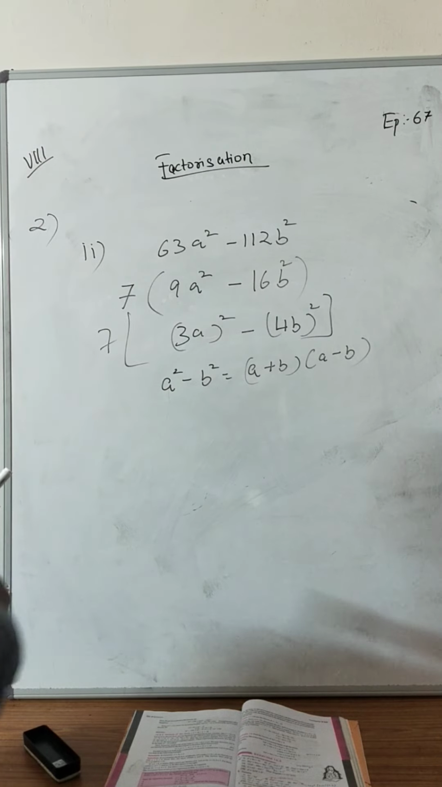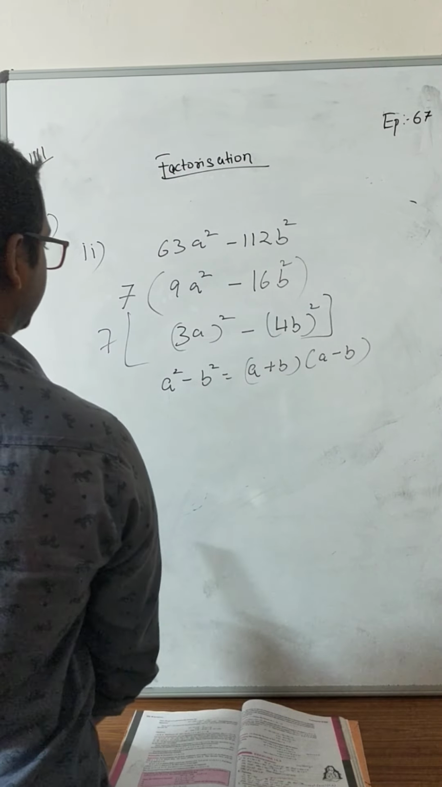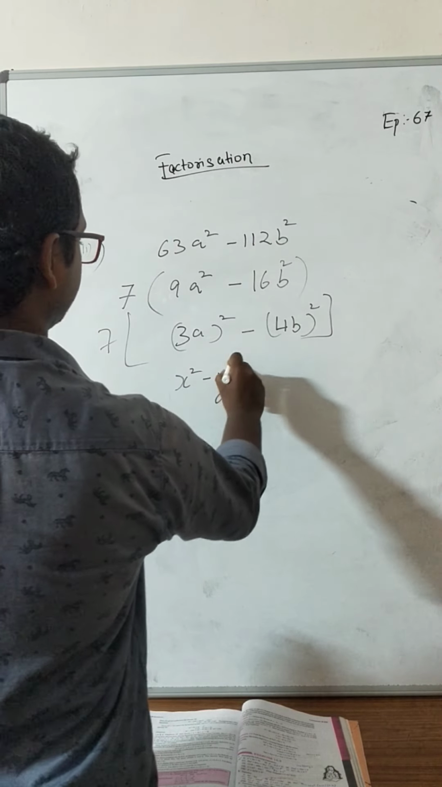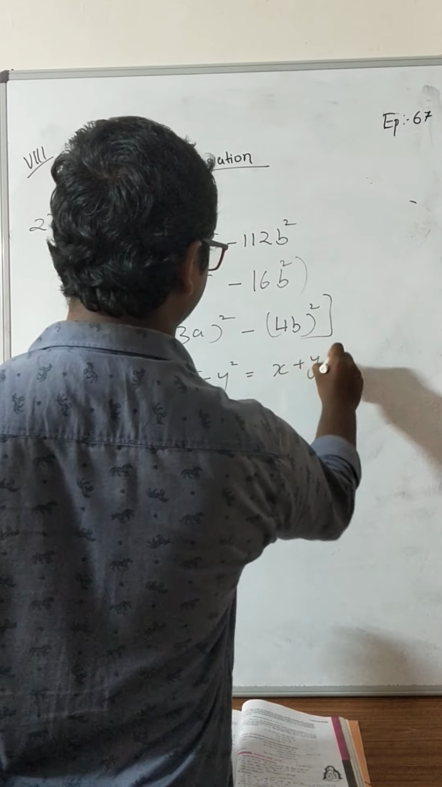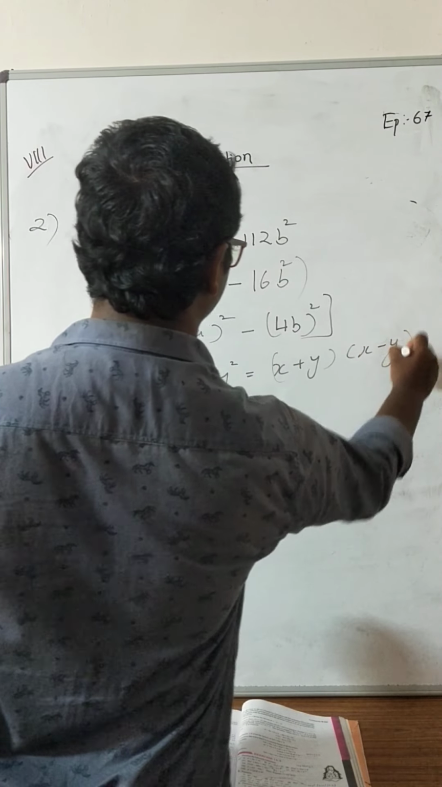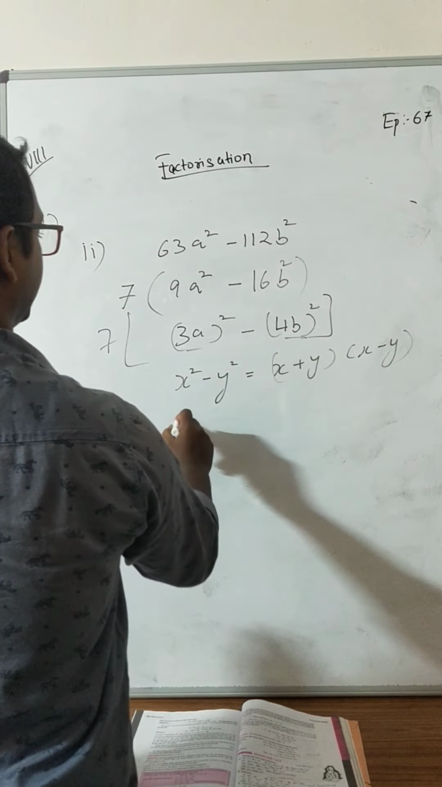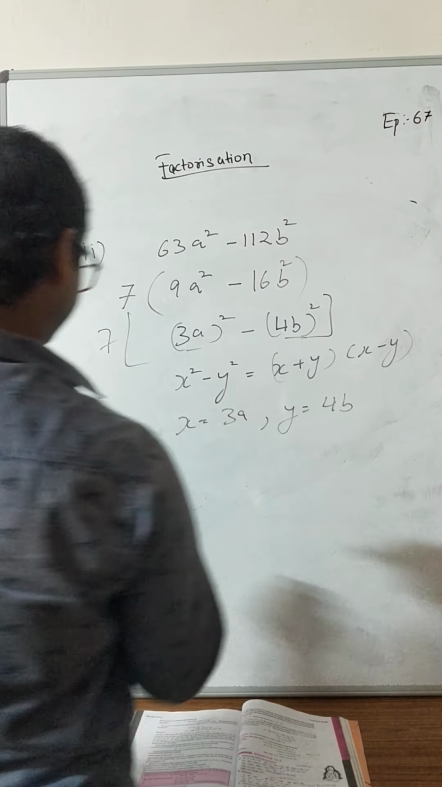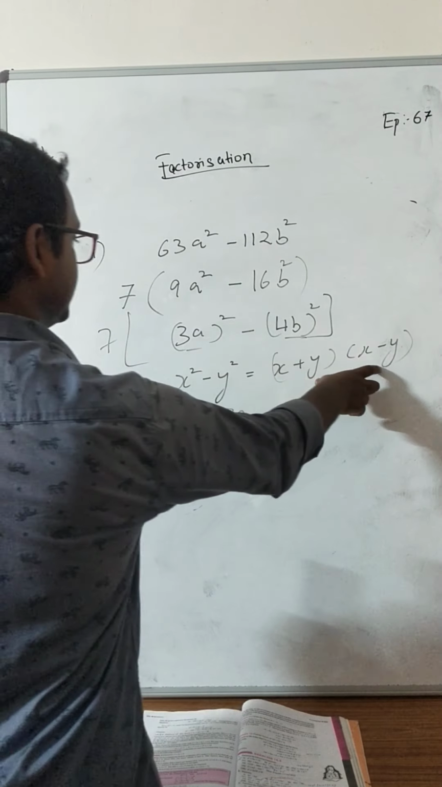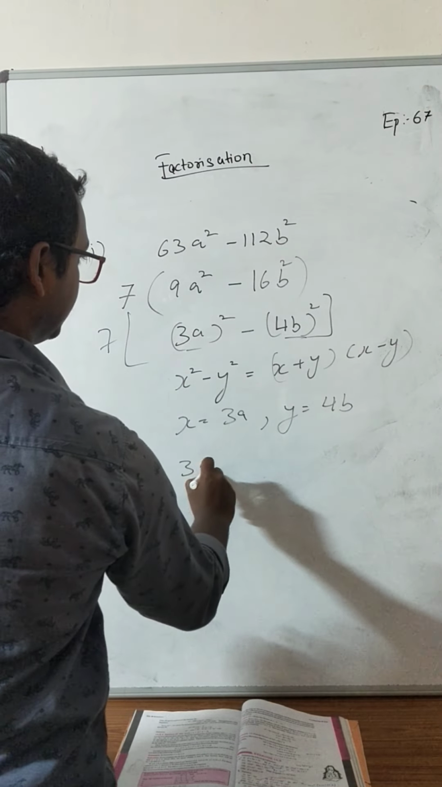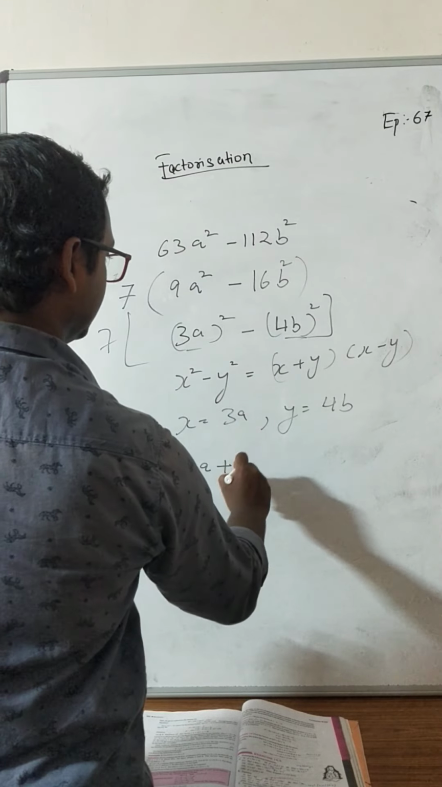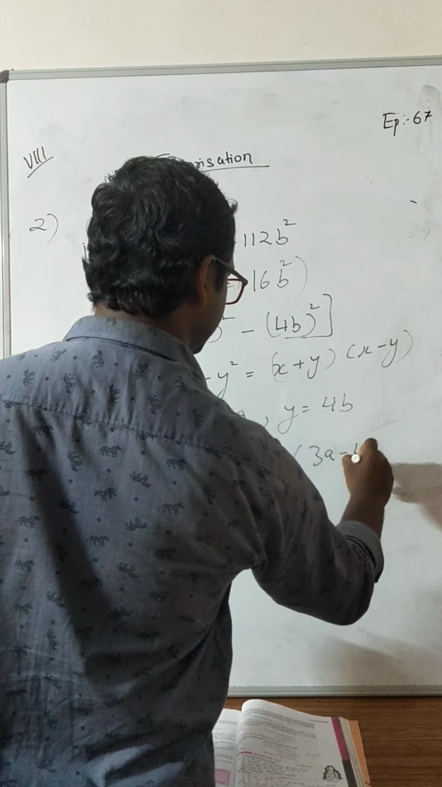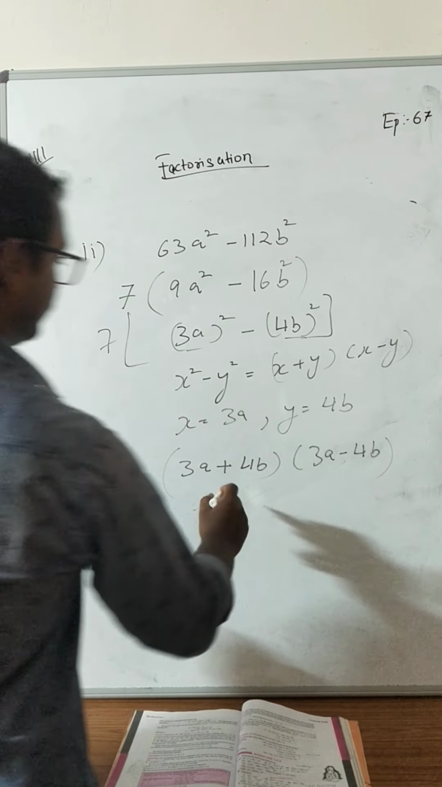Now, instead of a square minus b square, I will use x square minus y square to avoid any confusion. x square minus y square is equal to (x plus y) and (x minus y). From here we will identify what is x and what is y. x is 3a and y is 4b. Now let's put it in this format. We will get (3a plus 4b) and (3a minus 4b). So this is our final answer.